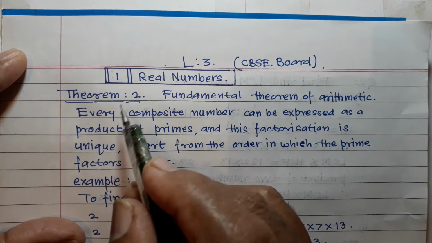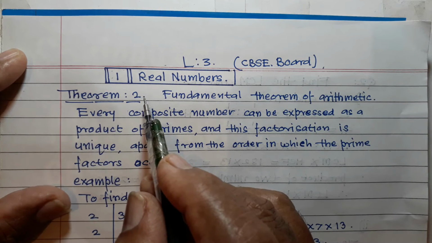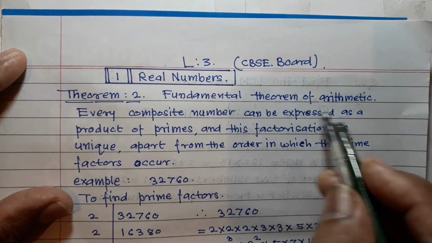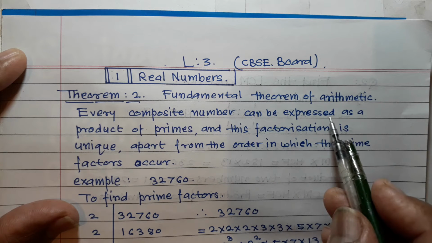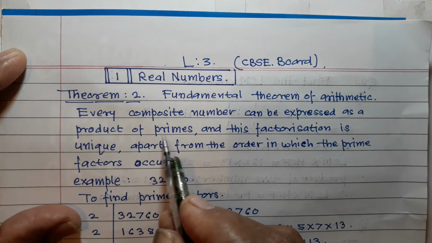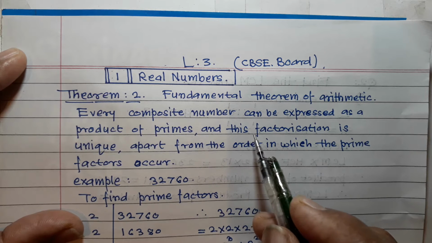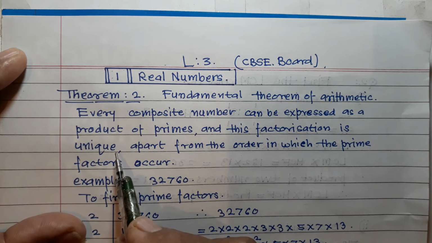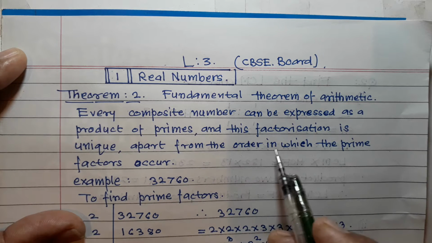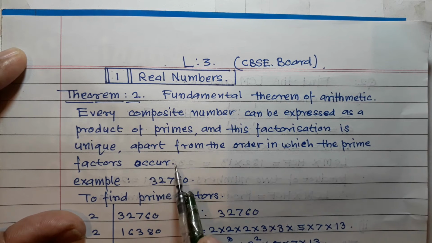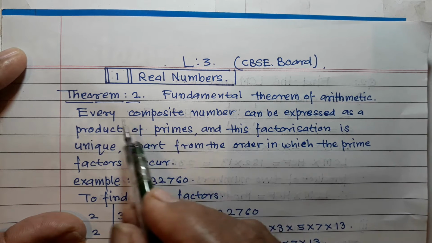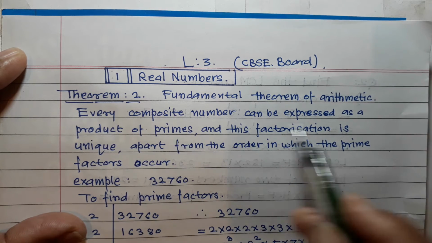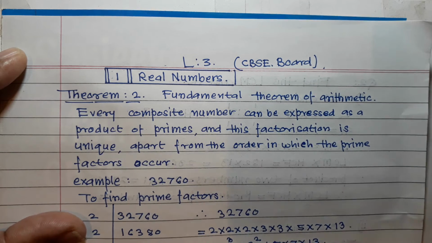In this lecture, I am going to explain one theorem, the fundamental theorem of arithmetic. Every composite number can be expressed as a product of primes, and this factorization is unique, apart from the order in which the prime factors occur. That means you can factorize a composite number, and the factors are unique. Now try to understand one example.